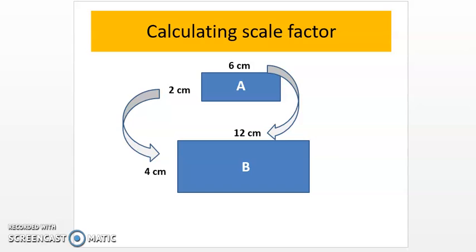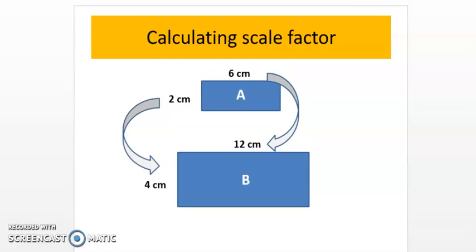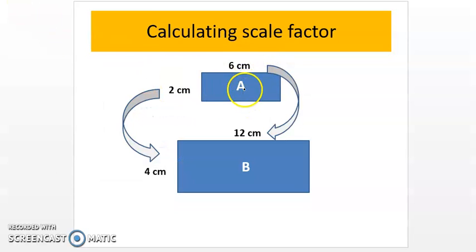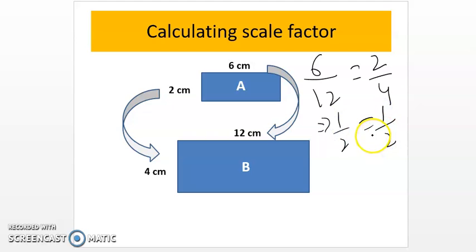So let's do another problem to find the scale factor. You are given rectangle A with sides A and B. Rectangle A has sides 6 cm and 2 cm, while rectangle B's corresponding sides are 12 cm and 4 cm. I am taking the sides of the smaller rectangle. 6 over 12 is equal to 2 by 4. So we can conclude easily that the scale factor is 1 by 2. It's half.